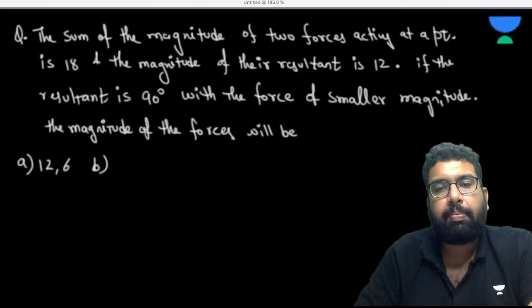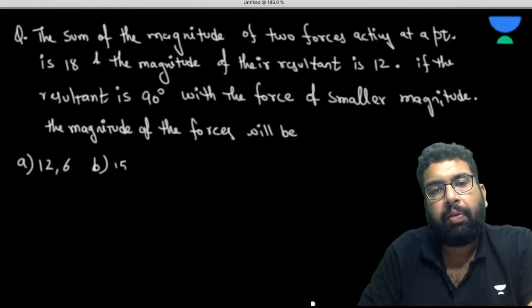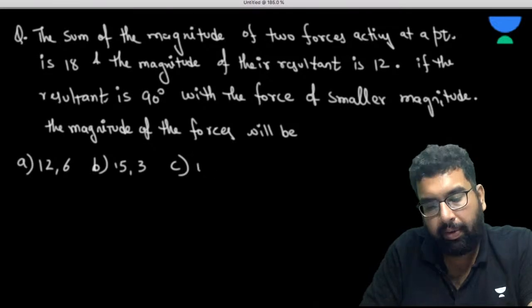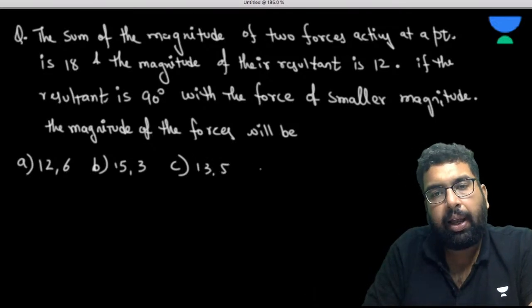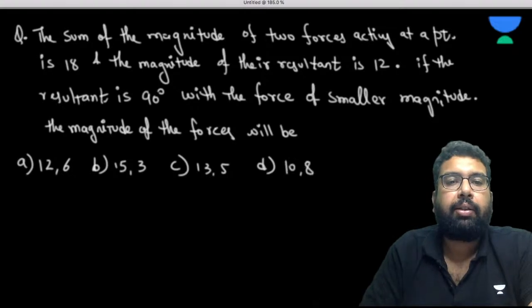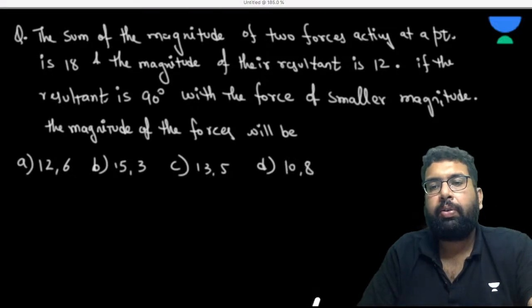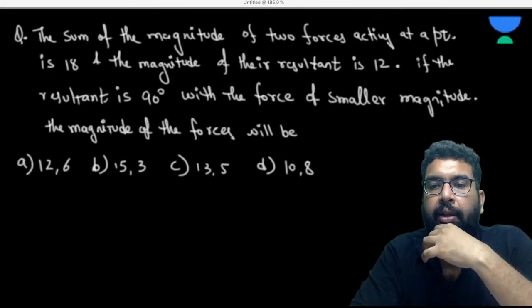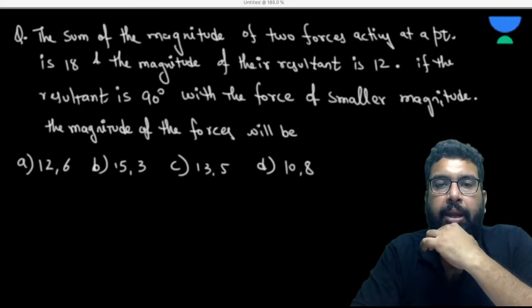Danish, I'll just come back to that. 15, 3, C, 13, 5, and D is 10, 8. Okay, now let's try this question. Now I have a question. So meanwhile, sometime I definitely give you some time.